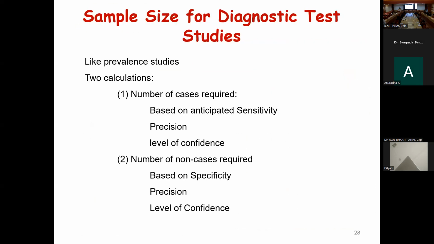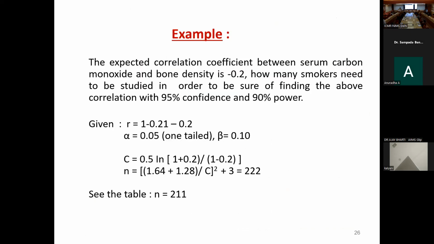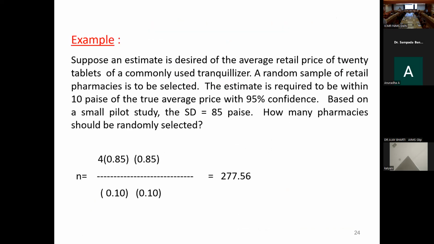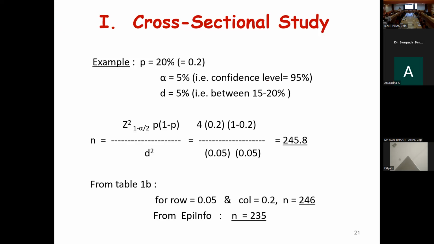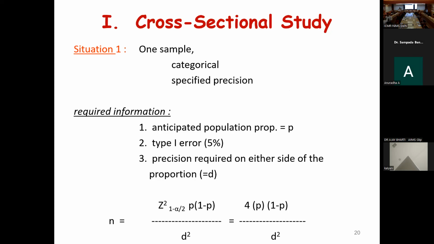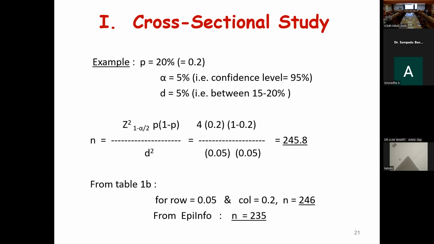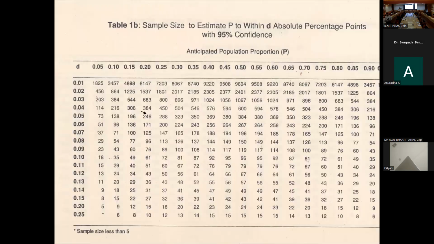Next. Now, when you go for a diagnostic test study, again, you have two prevalences. So go back, please. Yeah, here. Next. Yeah, hold on. Now, the same table you use for a diagnostic test study.